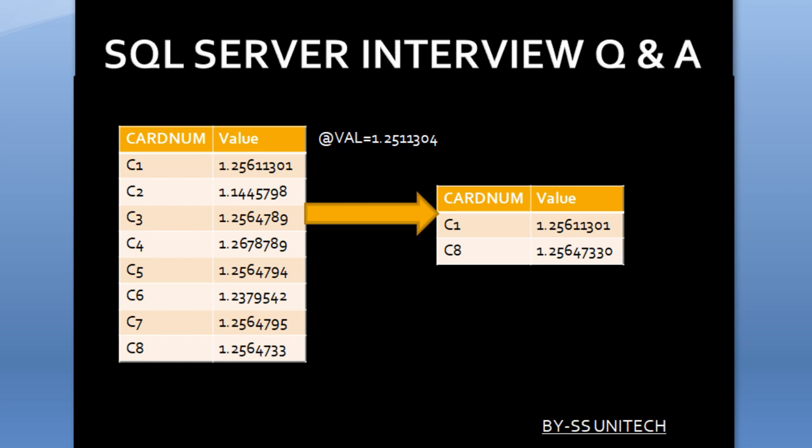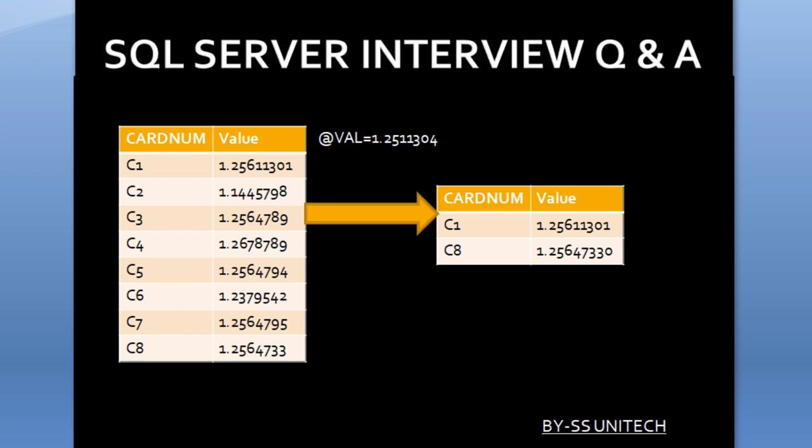Then we also have an input variable, that is @val, and it also has numeric data, that is 1.2511304. As of now, we just want to get the nearest match value from this variable to the value column, and here we want only the top two values. But in real time, you can use the same query and get the top 2, top 3, top 5 and top n values according to your requirement.